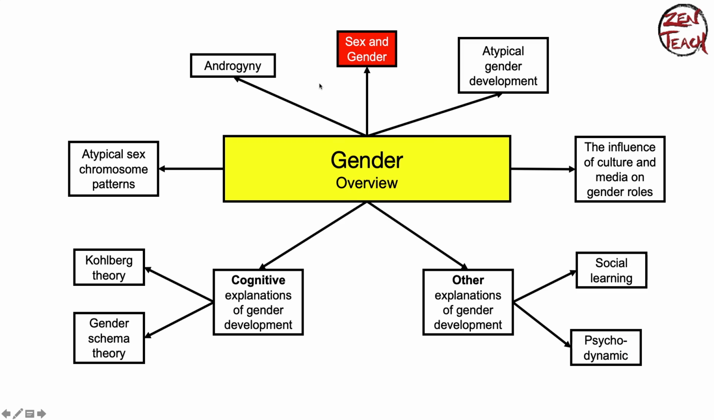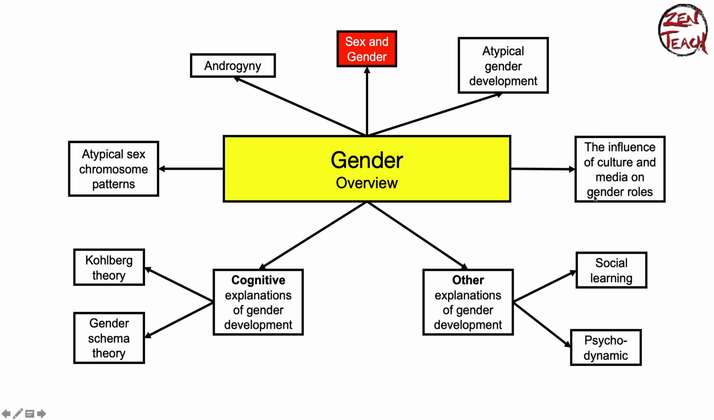We'll lay a foundation with defining what sex and gender is, and move on to what androgyny is. We'll be looking at atypical sex chromosome patterns, not just your XXXY, but maybe XXY or other forms. The entire bottom section is dedicated to explaining gender development, i.e. the cognitive theories and the other theories, primarily the psychodynamic and social learning theories.